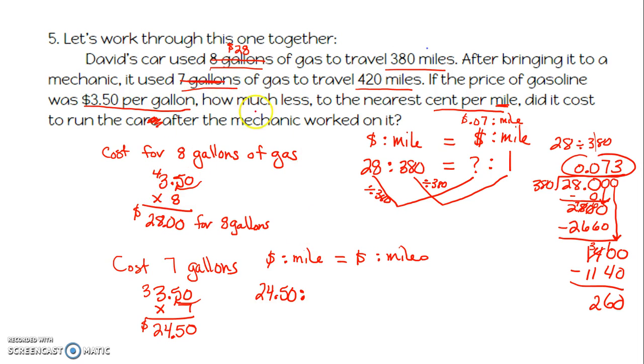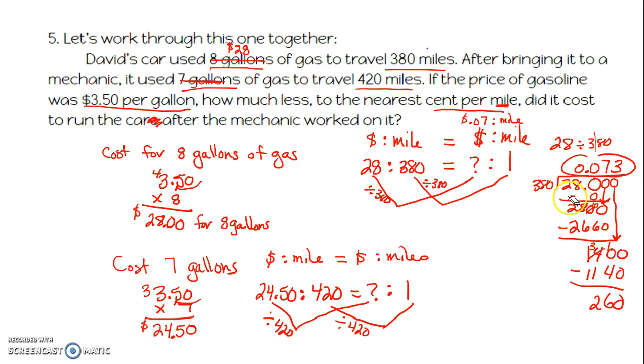7 gallons was $24.50. So it cost $24.50 to travel 420 miles. And my question is, how much would it cost to travel just 1 mile? So this go around, we have to divide by 420. Which means I have to take my $24.50 and divide by 420. So I'm going to do that division.